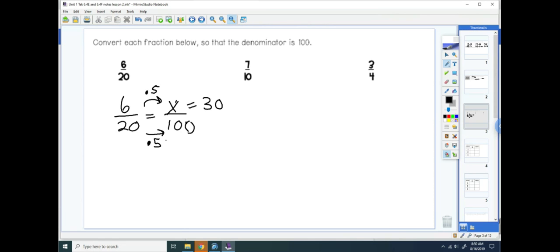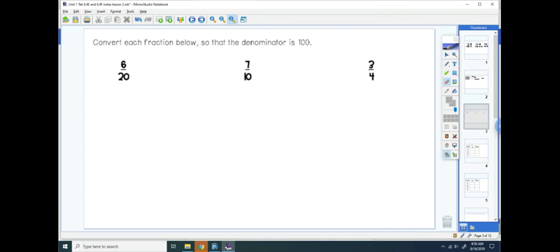Which is the same answer we just got previously. So that's one way to check yourself. Okay, because sometimes these numbers aren't that easy. You can't ever figure out what to be multiplied to get to 100. So now let's try another one. Okay, so we have 7 over 10. I'm going to set up a proportion, set equal to x over 100.